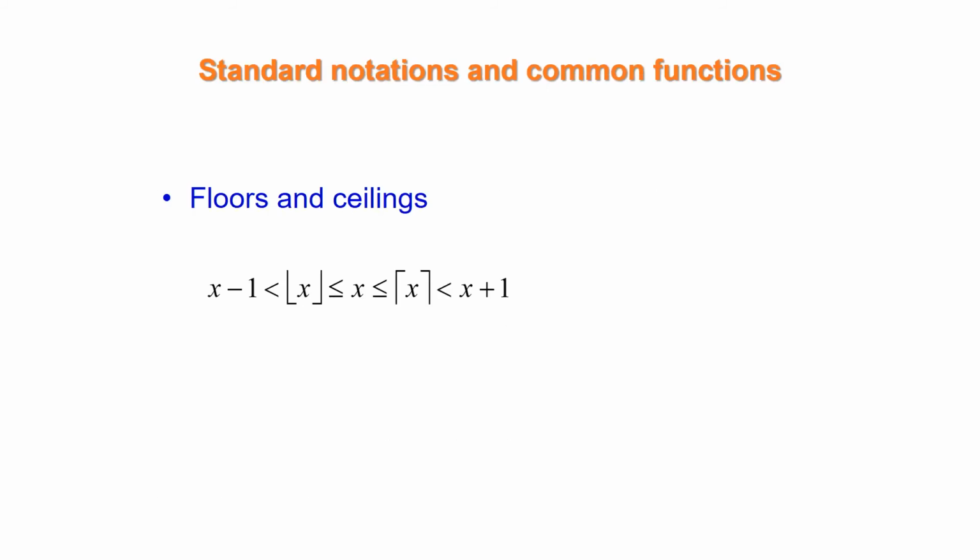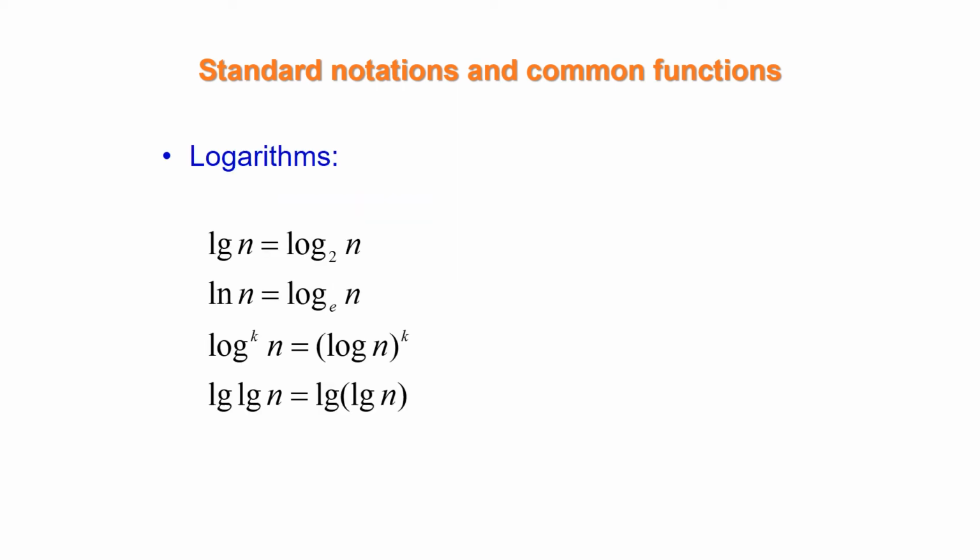Standard notations and common functions: floors and ceilings. x minus 1 is less than the floor of x, which is less than or equal to x, which is less than or equal to the ceiling of x, which is less than x plus 1.